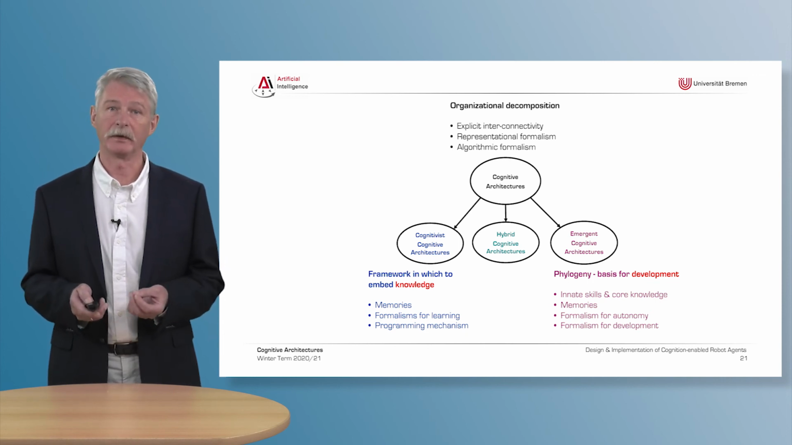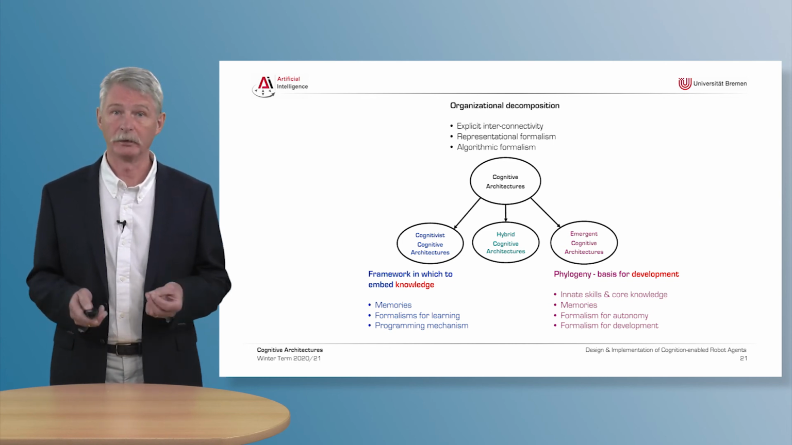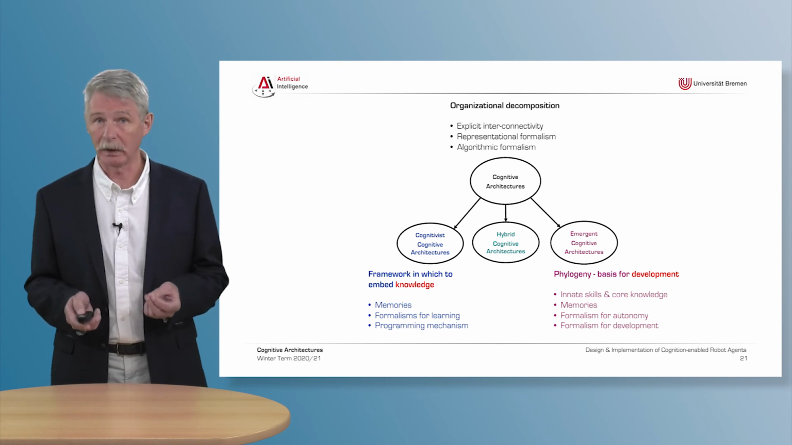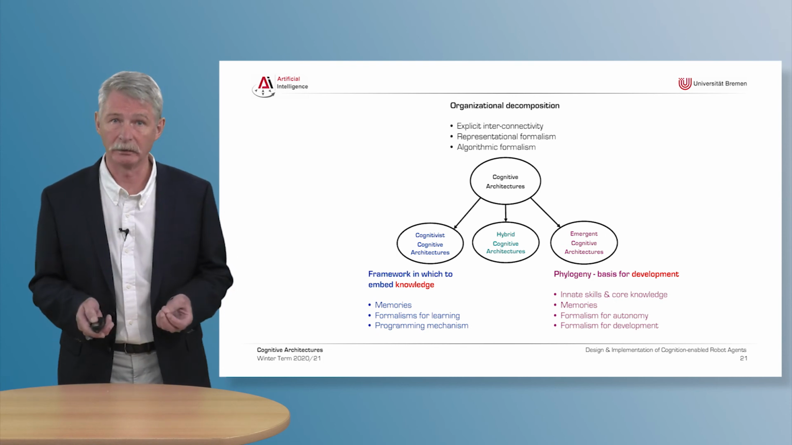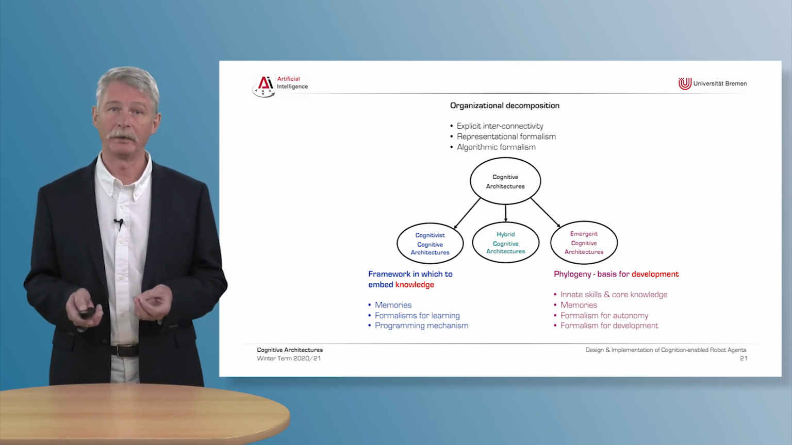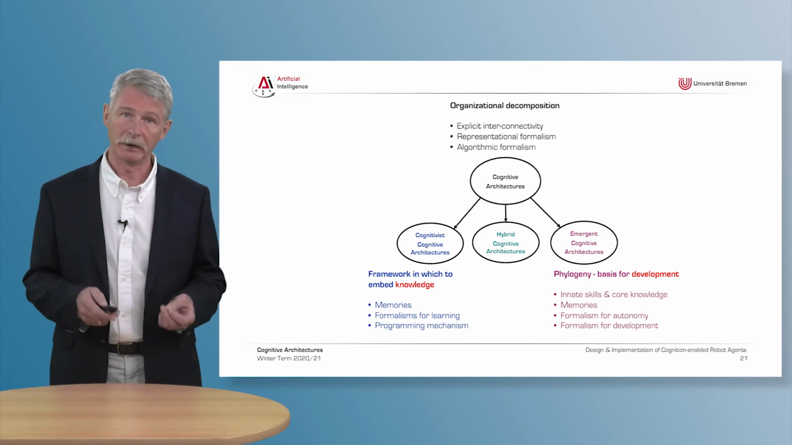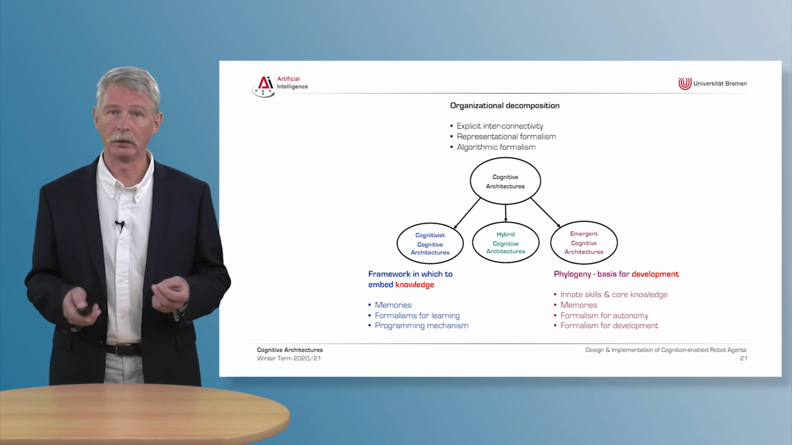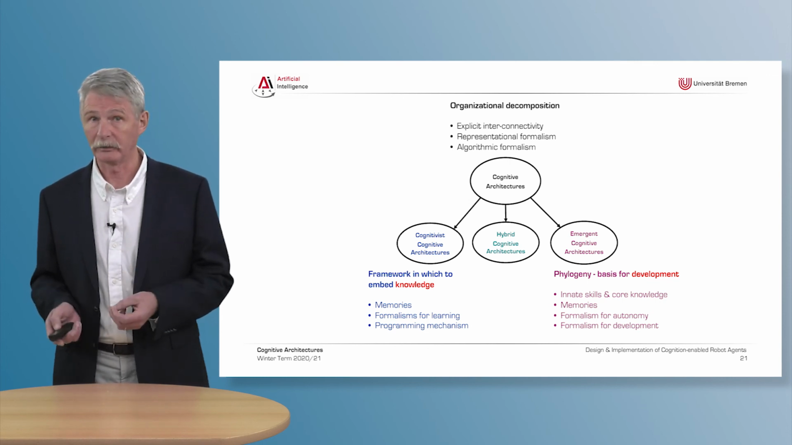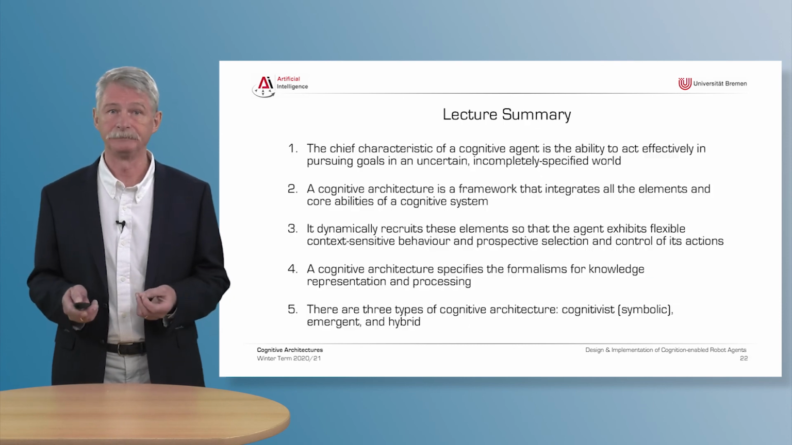Cognitivist cognitive architectures focus on knowledge, the memories to store and recall that knowledge, the formalisms for learning knowledge, and some way of programming knowledge into the architecture. On the other hand, emergent cognitive architectures focus on development and provide the agent's phylogeny, the basis for development, including innate skills and core knowledge, as well as the memories to store and recall knowledge and skills, along with formalisms for development and for maintaining the autonomy of the agent.